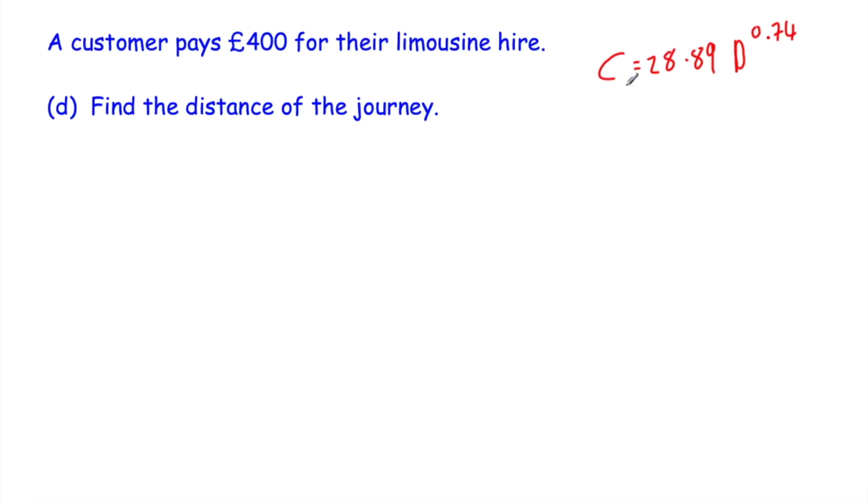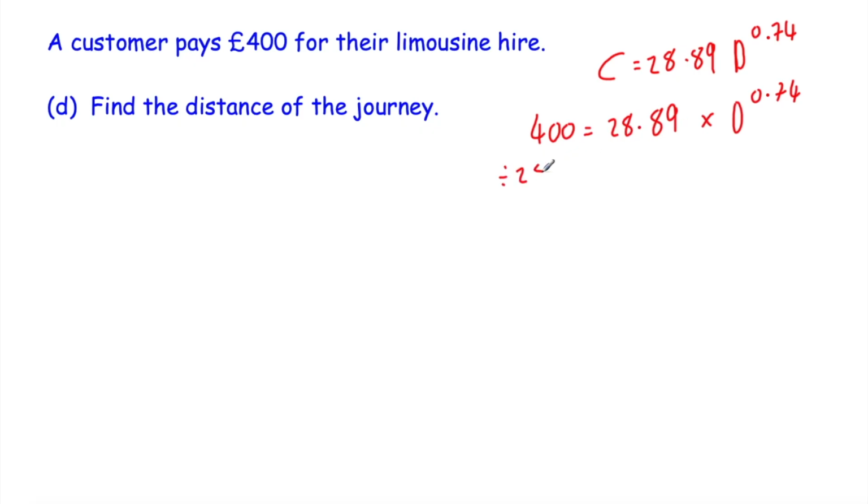So we've got cost is equal to 28.89 multiplied by d to the power of 0.74. We know the cost is £400. So we've got £400 is equal to 28.89 multiplied by d to the power of 0.74. Now we want to figure out what d is here. So what we're going to do is divide both sides by 28.89.